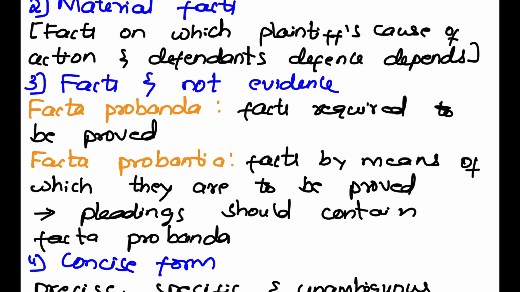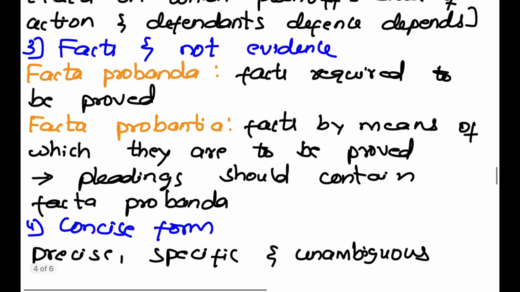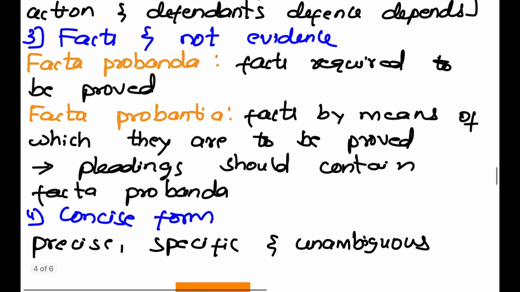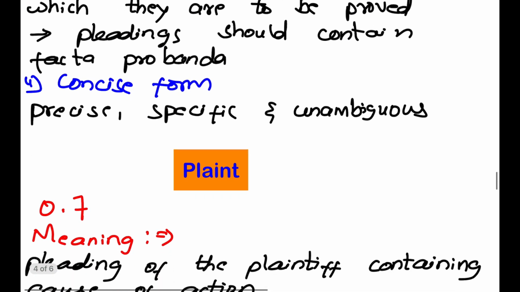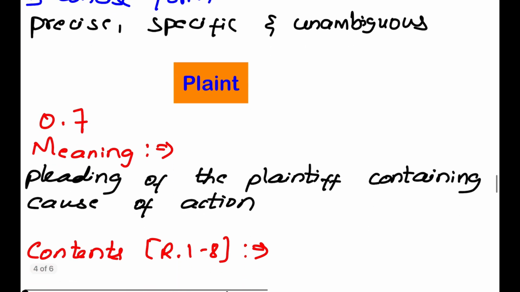There are two kinds of facts: facta probanda, facts required to be proved, and facta probantia, facts by means of which they are to be proved. So facta probanda are the material facts and facta probantia are the evidence. The pleading should contain only facta probanda and not facta probantia. And next, the pleading should be in a concise form. It should be precise, specific and unambiguous.